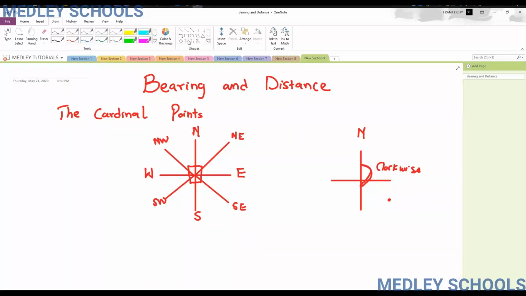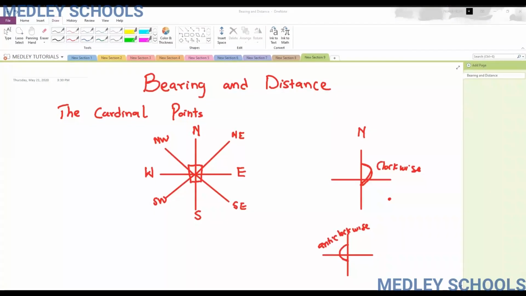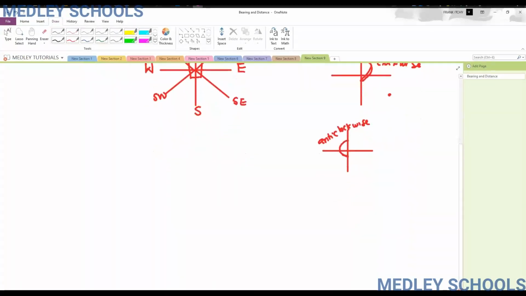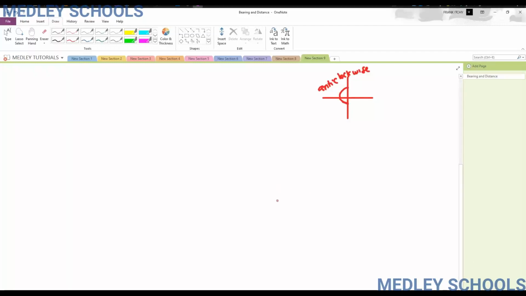The other way is anti-clockwise. For example, if I go to the other side, going in this direction is the anti-clockwise direction. Having known this, we can now move to knowing the bearing of a particular object from a particular position.